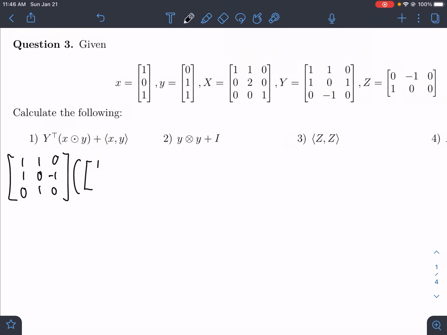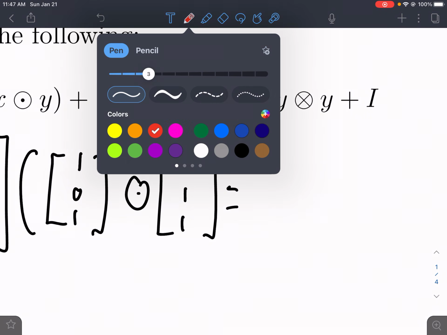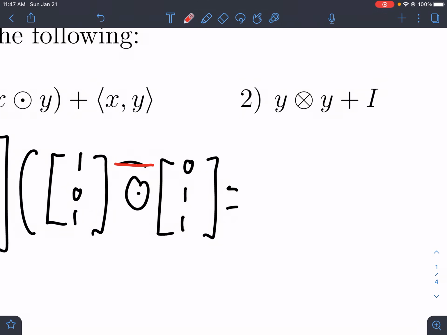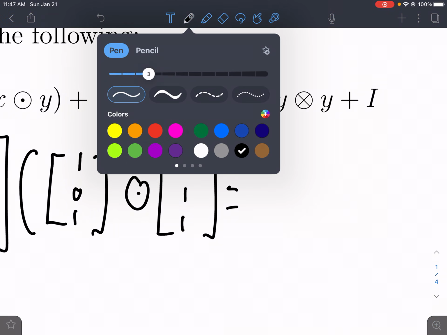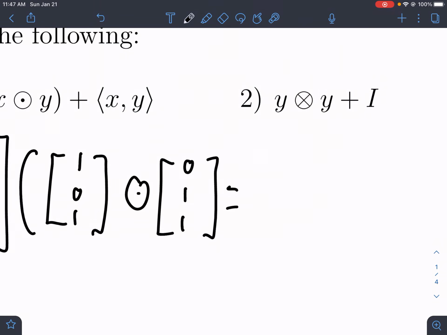So this is going to be 1, 0, 1 times 0, 1, 1. And that's just going to be, you multiply them straight across. So in this case, it would just be like this, that, and that. So we're going to get 0, 0, 1.